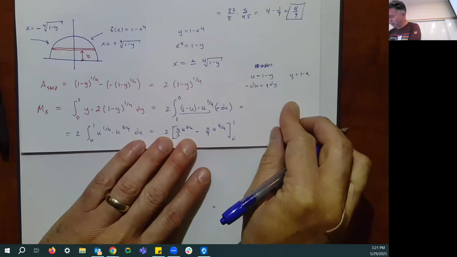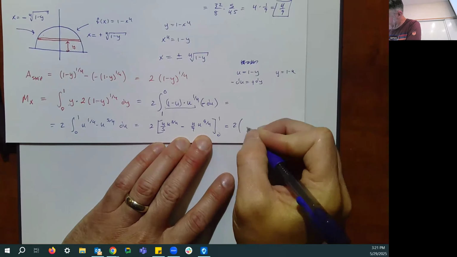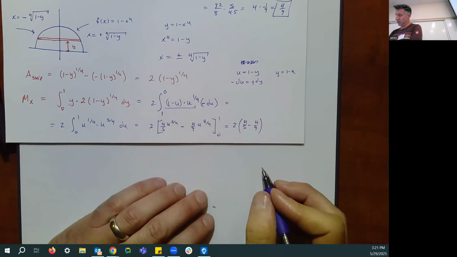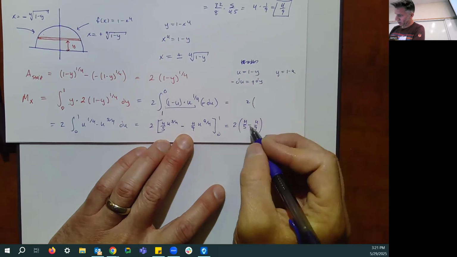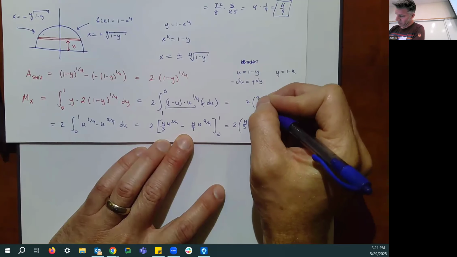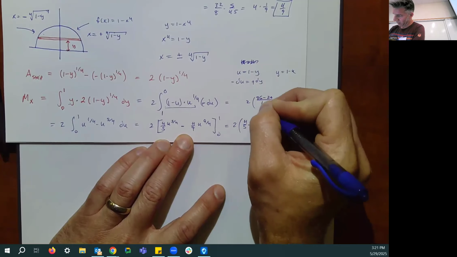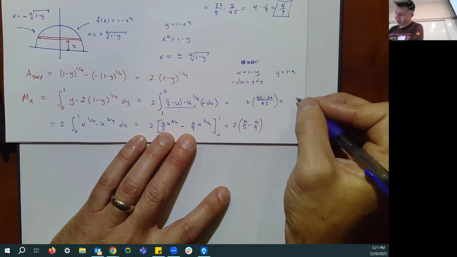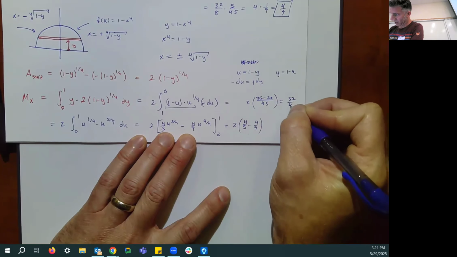And we pray it's the same answer. You get 2 times 4/5 minus 4/9, which is going to be 2 times 36 minus 20 45ths, which ends up being 16 times 2 is 32 45ths. Is that the same?